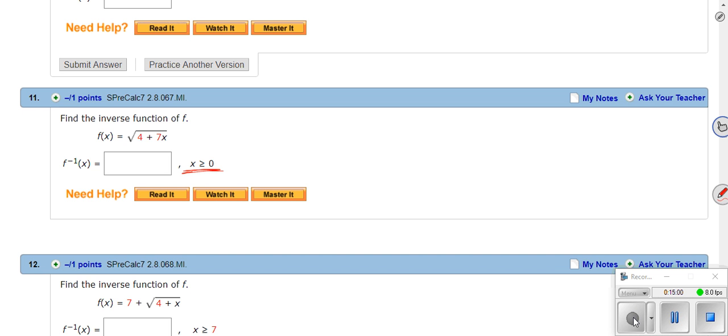Again, I want to point out that your domain is restricted here because you're going to have to square both sides to get rid of the square root when you're trying to solve. You're going to be creating a quadratic. And we have to restrict the domain on the quadratic so that we only get half of it, so it remains 1-to-1. Okay, that's why that is. This part really has no impact on your calculations.